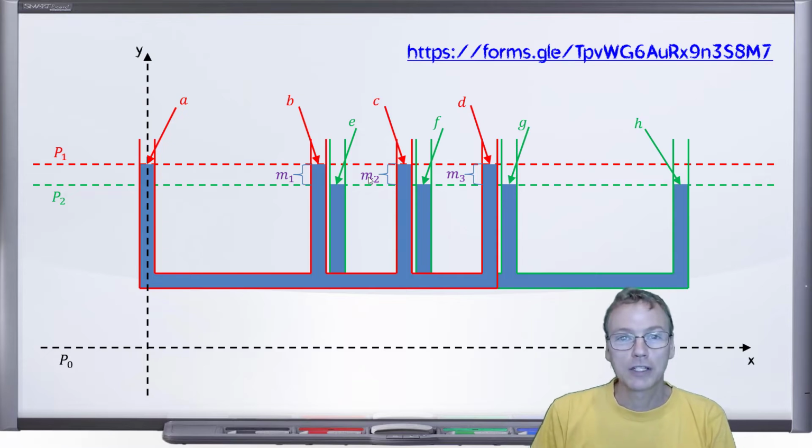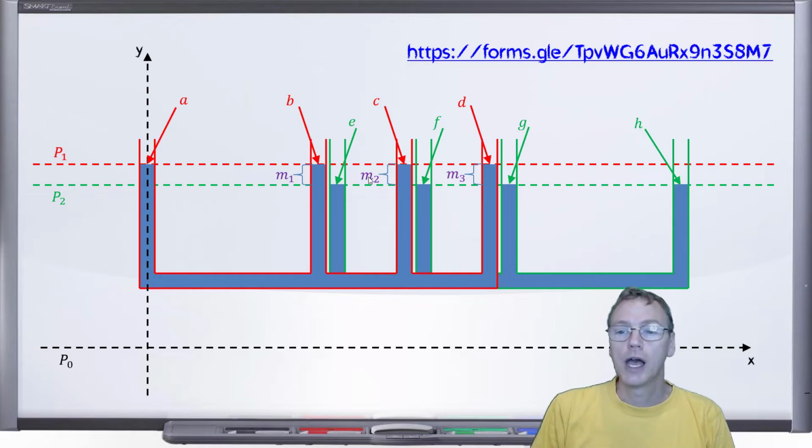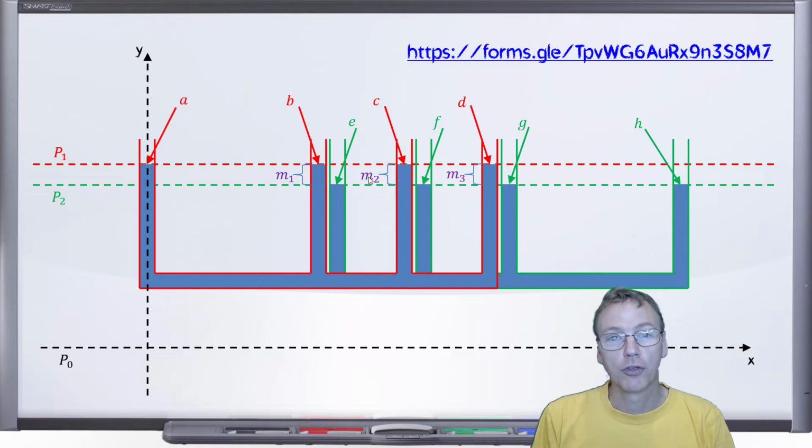That form will have 3 questions. What is the predicted value of M1? What is the predicted value of M2? And what is the predicted value of M3?